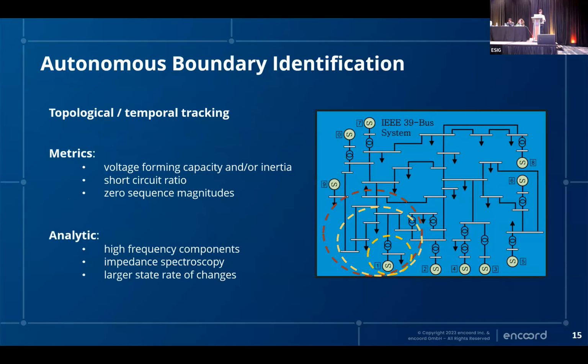Another aspect would be if I am doing all of this natively within a single network, can I do autonomous boundary identification? We could be applying some metrics for partitioning, or we could be doing analysis on the results of the simulation and looking at high frequency components or larger states rate of changes.